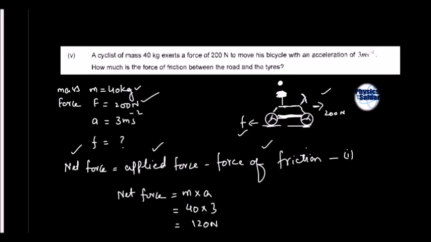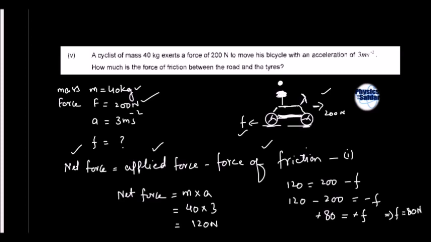Now we can use equation number 1. The net force is 120, the applied force is 200 Newton, and minus force of friction. 120 minus 200, you can write like this. It gives minus 80, and this minus you can cancel with this one. So finally we get the force of friction is 80 Newton, and that's the final answer.